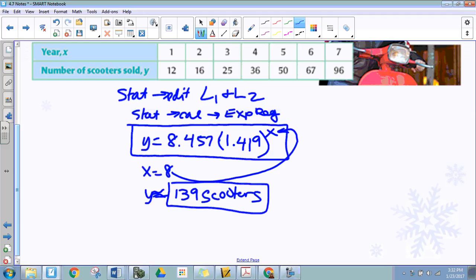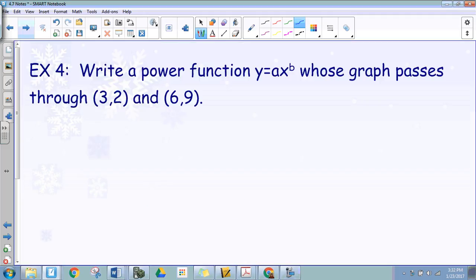Okay. Now we're going to move on to power functions. So we're going to write a power function, and that's in the form y equals a x to the b, whose graph passes through the 2 points. So now we have a b in the exponent, so this could be a polynomial, but we don't have any other things added onto it. So this is the power function, just x to a power, okay?